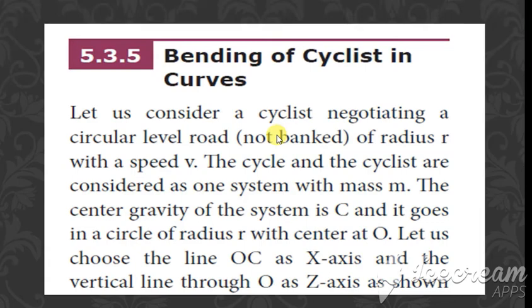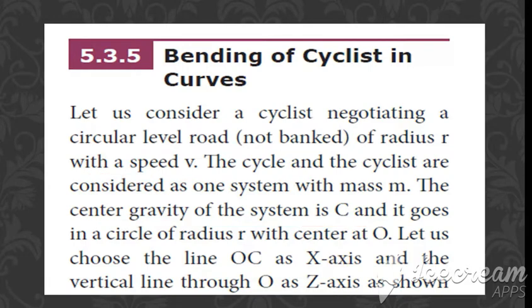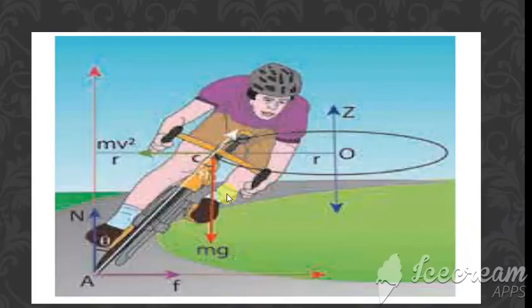Good morning, students. The next topic we are going to see is about the bending of a cyclist in the curves. Consider a cyclist who is moving around the curve with the speed v. The center of gravity is considered to be C, and we are considering two axes: OC along the x-axis and the vertical line from O along the z-axis. So this is a cyclist who is moving in a circular path.